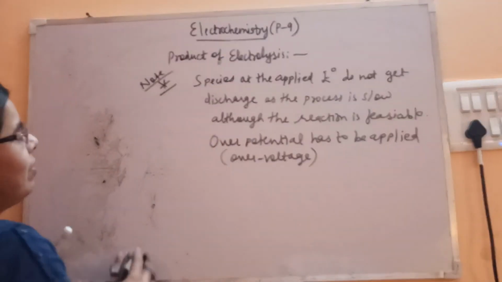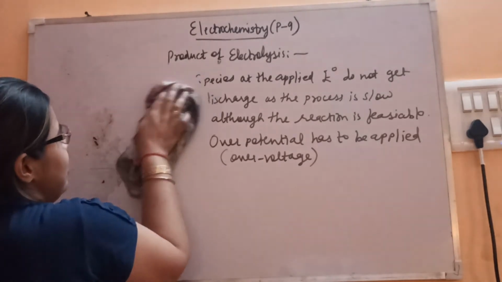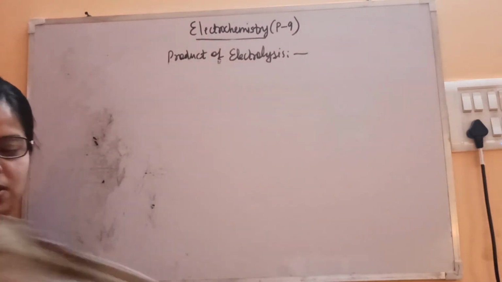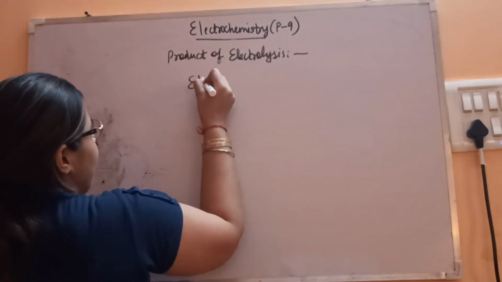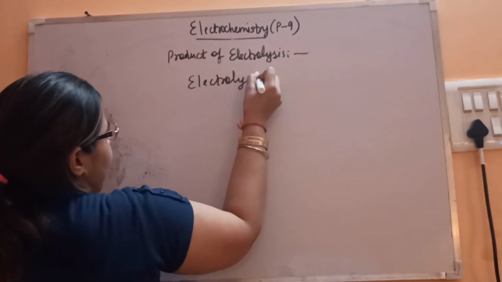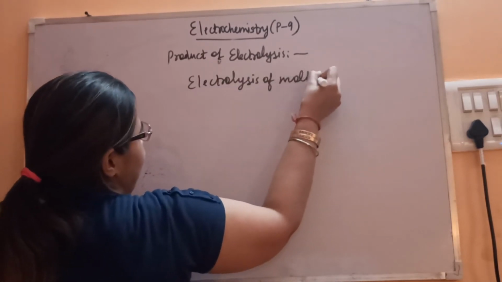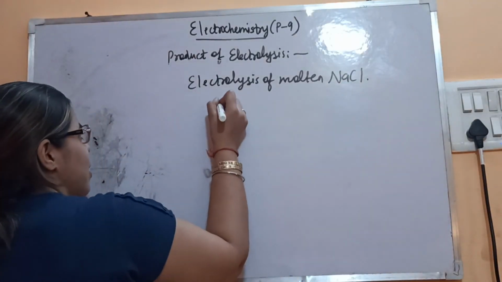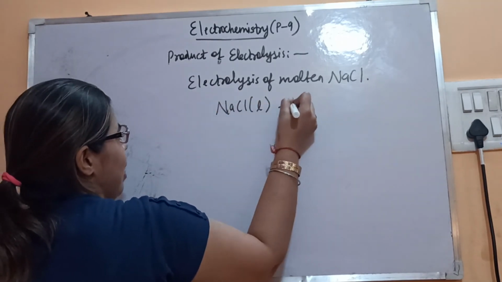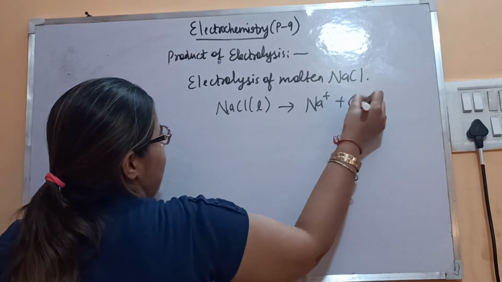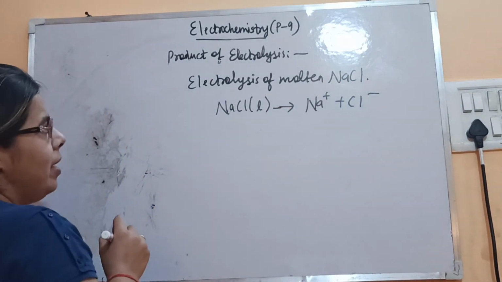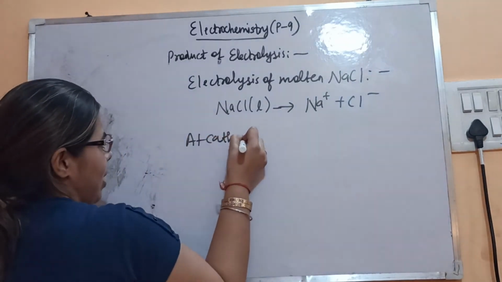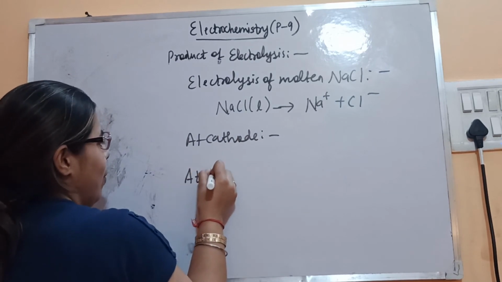Okay, so now let's start with the electrolysis process, electrolysis of different substances. First we'll see the simple one, the electrolysis of molten sodium chloride. It's in the molten, liquid form, so no water is present. NaCl gives you Na positive and Cl minus on electrolysis. Then let's see which reaction takes place at the cathode and which at the anode.